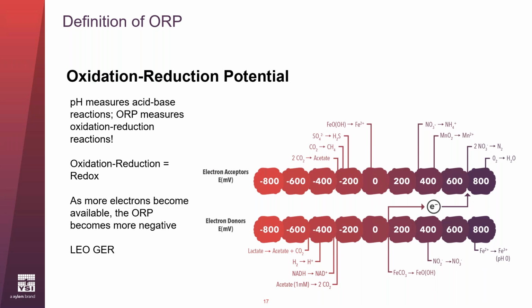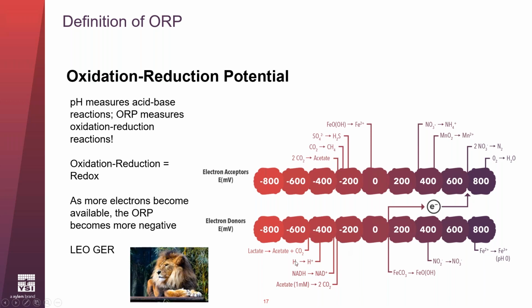At the bottom, you see I wrote LEO GER. That's a mnemonic device. This is a device you can use to remember where the electrons are moving. It stands for loss of electrons is oxidation, and gain of electrons is reduction. It's our little reminder line there.